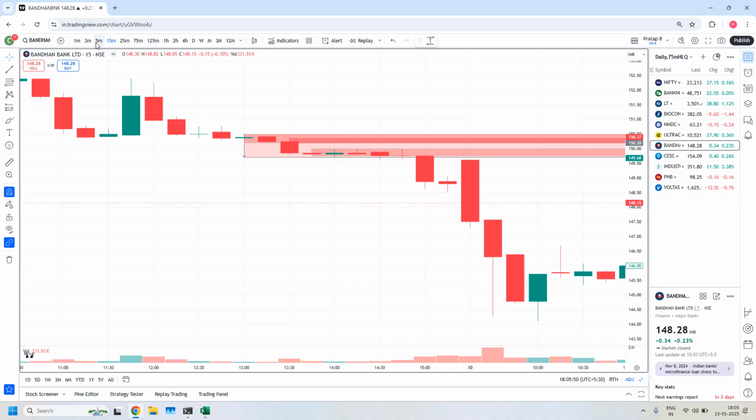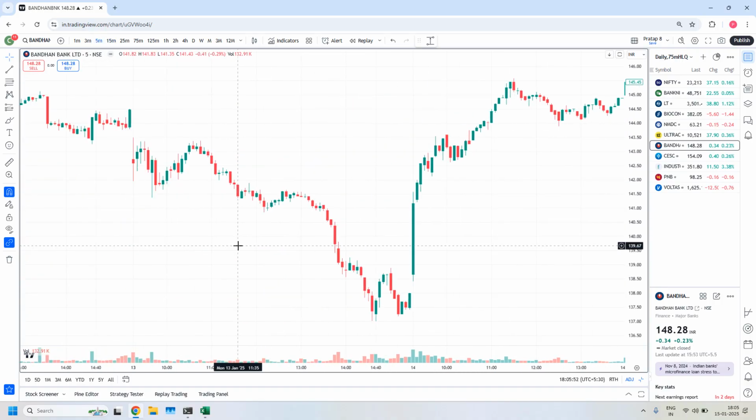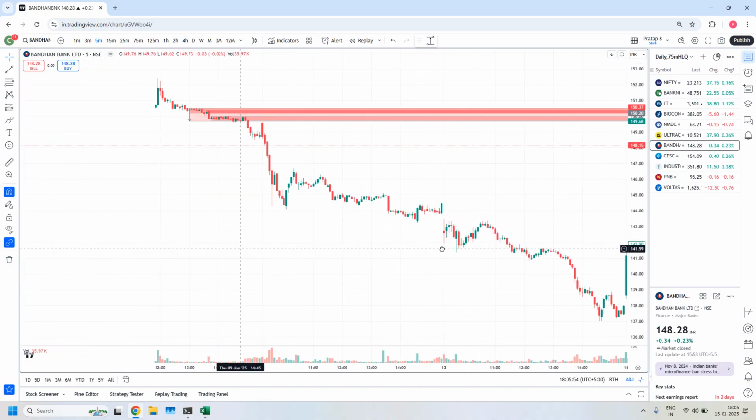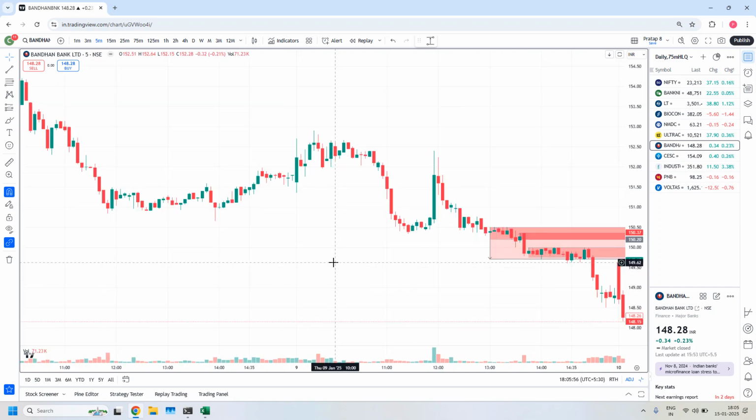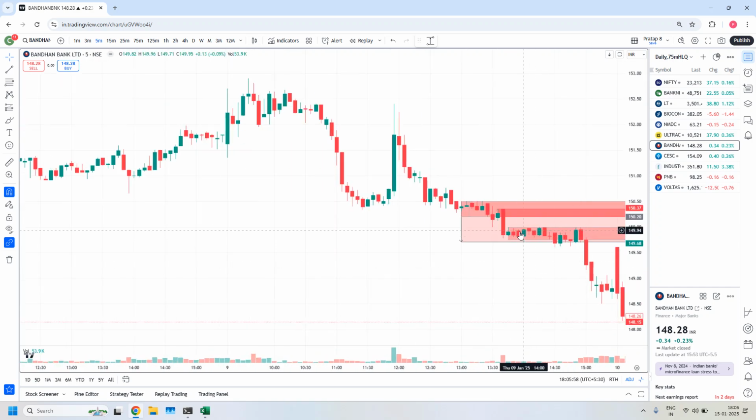Now these 15-minute zones are again fine-tuned with the 5 minutes time frame. The moment you look at this, see, here the structure is not good. Why? Because we have a rally candle, 2 base candles and a rally candle, a drop candle, another big drop candle, and in between no base candles.